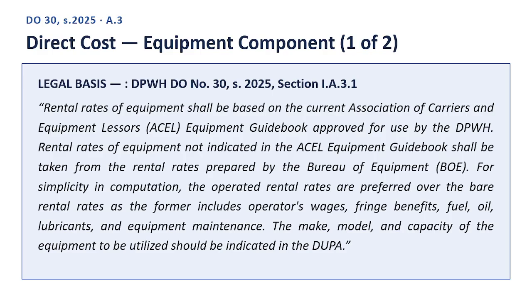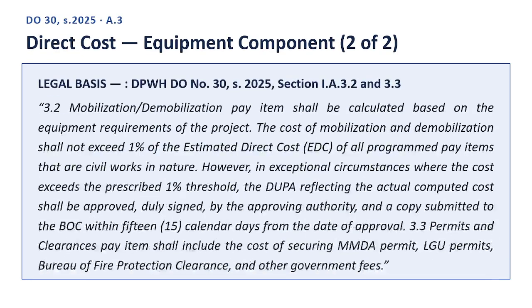The key phrase here is operated rental rates, which already include the operator's wages, fuel, and maintenance, as opposed to bare rental rates, which do not. Using the wrong one of these two rate types is a common and easily overlooked source of error in a cost estimate. Next slide. Direct cost, equipment component, 2 of 2.